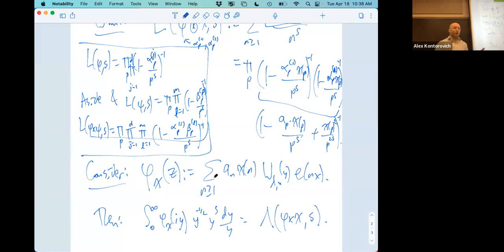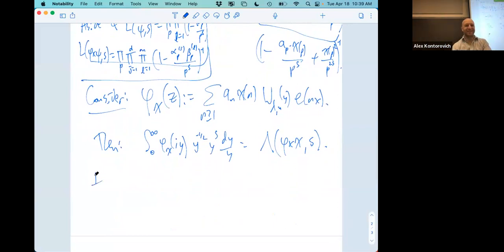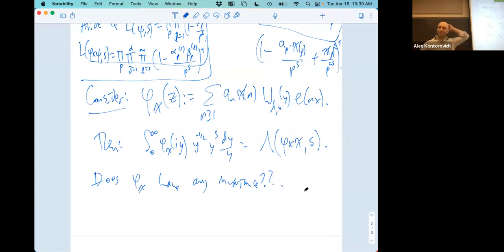The question is, does this have any automorphy? We've changed the coefficients. You can't just change the coefficients and expect to have something still there. Does phi chi have any invariance? We screwed up the coefficients.